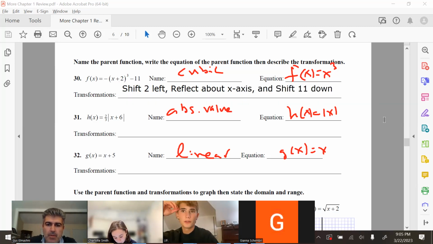And if there's no negative, then it doesn't reflect. Then if the negative was not even there, you would just have shift left and shift 11 down. That's it. Yep. So if it's like -5, would you say reflects about the x-axis by 5? No. Reflects about the x-axis is just for the negative part. The 5 is a separate thing. The 5 would be a vertical stretch. You have to say it as a separate thing.